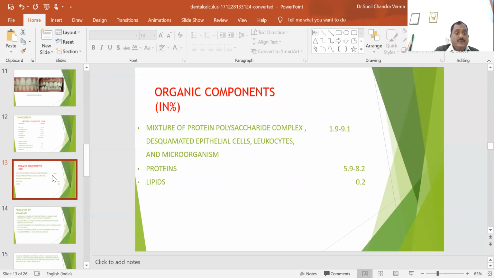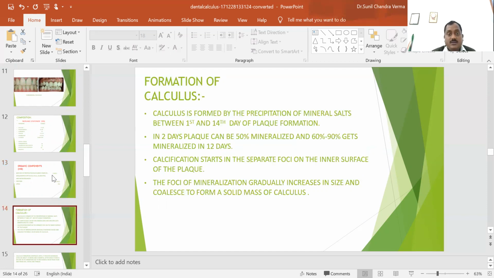Among organic components, the constituents are a mixture of protein polysaccharide complexes, desquamated epithelial cells, leukocytes, and microorganisms 1.9 to 9.1%, proteins 5.9 to 8.2%, and lipids 0.2%. So this is a picture of organic components of calculus.